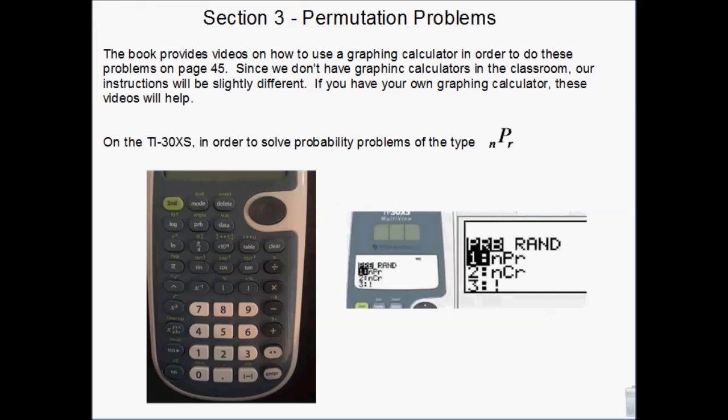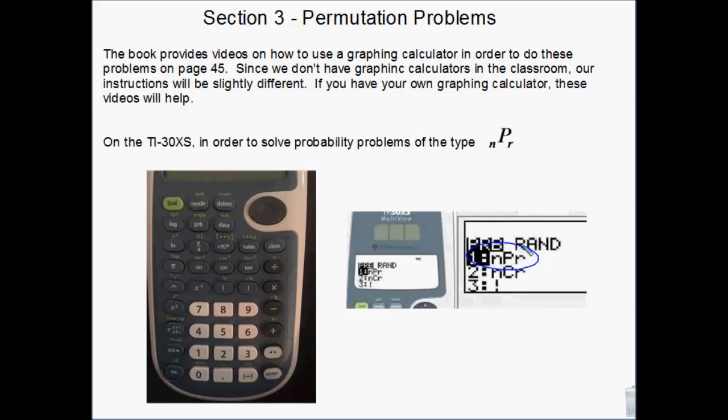Permutation problems. We're going to solve things using permutations. Now, we don't have graphing calculators in the classroom for our class set, because a class set of graphing calculators is over $3,000. And I'm not going to make you guys buy graphing calculators because they're over $100 each.